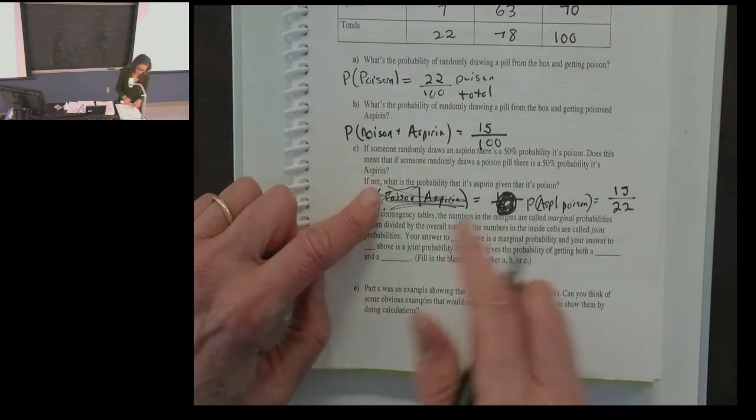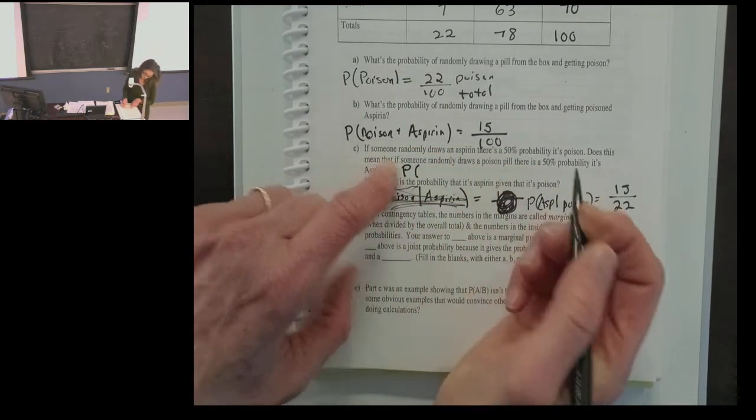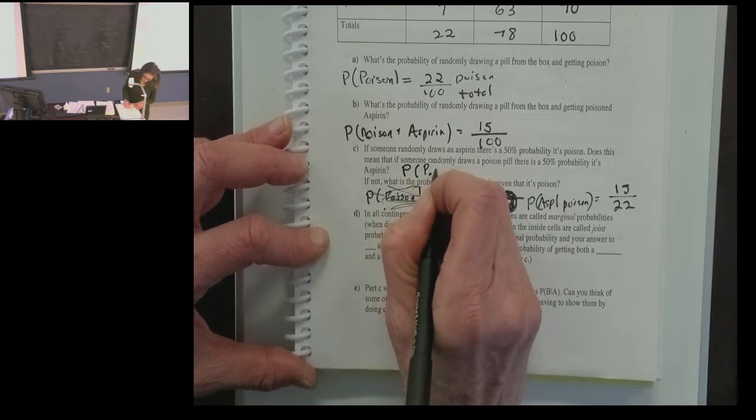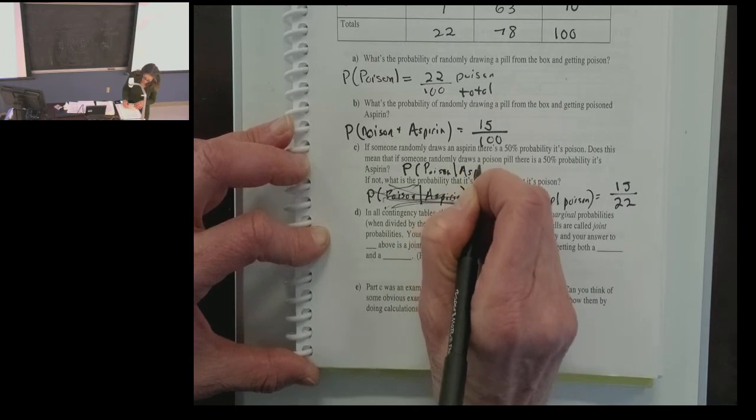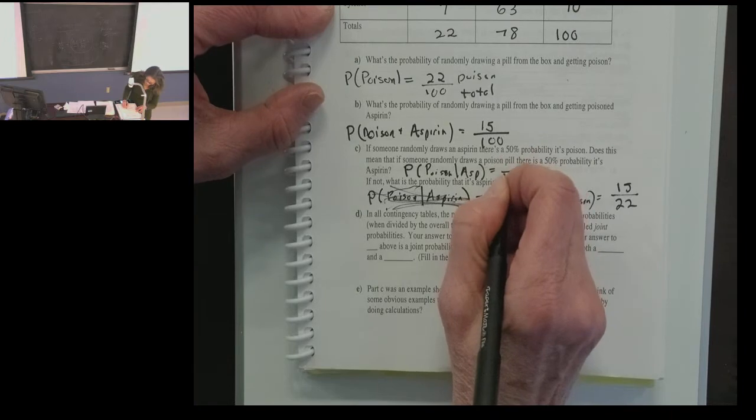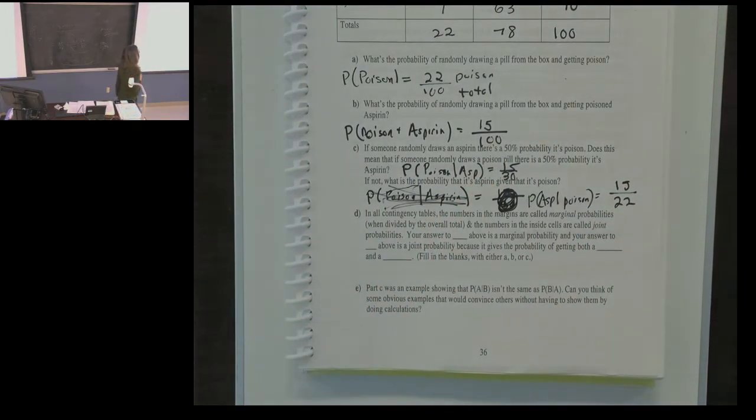So where was the other one? We should put it down. So this is the probability of poison, let's write it down, given aspirin. Given that it's an aspirin, there's 30, and that's the 50-50. So those two things are not the same.